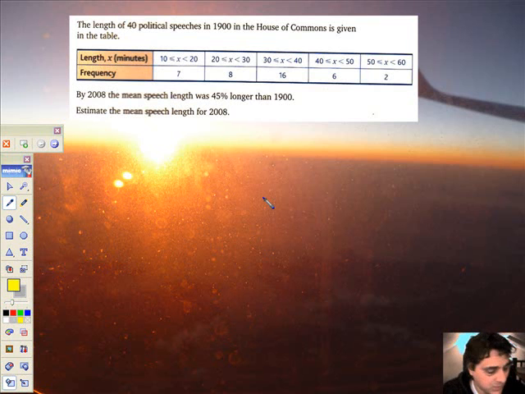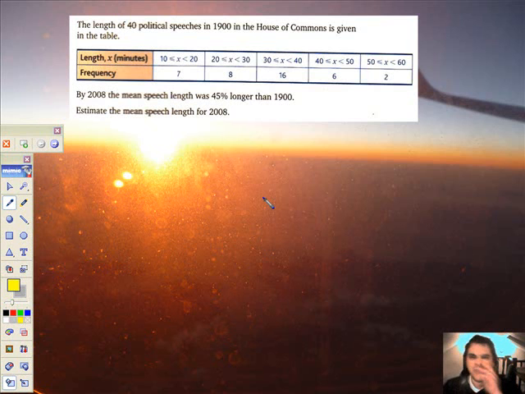If I do fancy the question in the assess, that's question 9, you can see there. It's got a little twist to it, it's got some percentages involved in it, which is an unusual little question. So, the length of political speeches, 40 of them actually, in 1900 in the House of Commons is given in the table below.